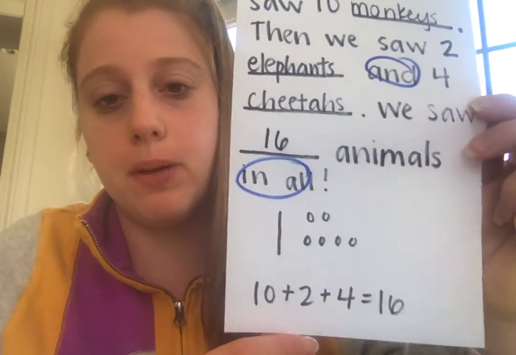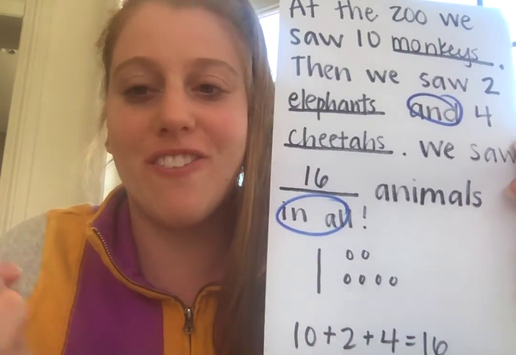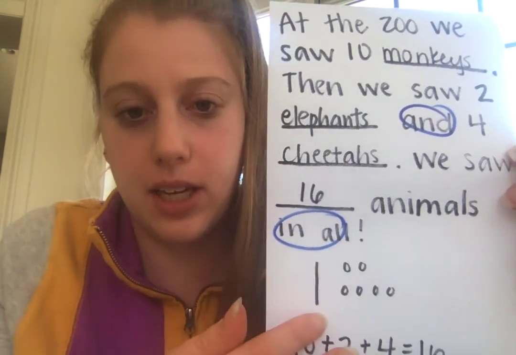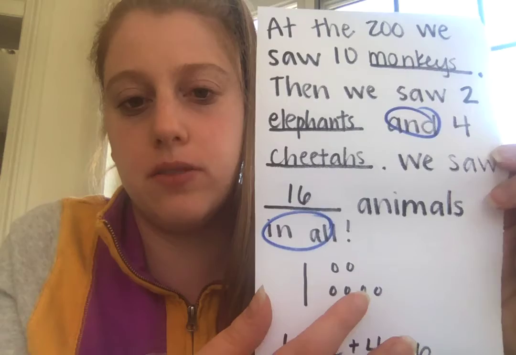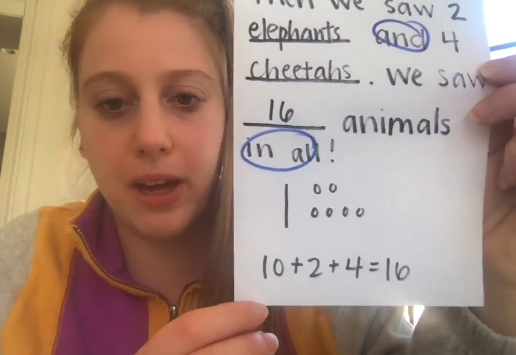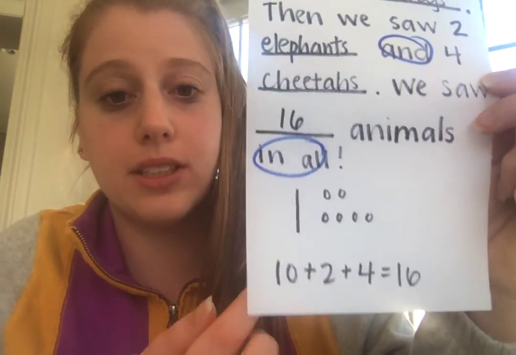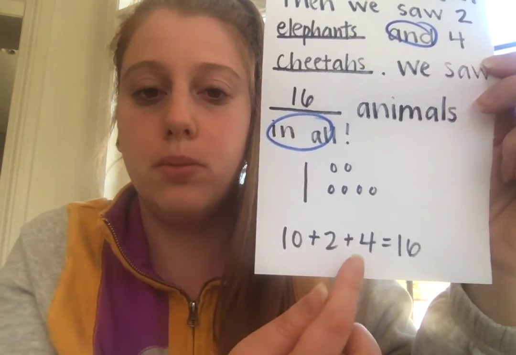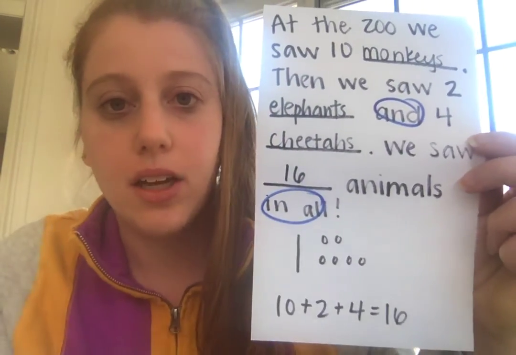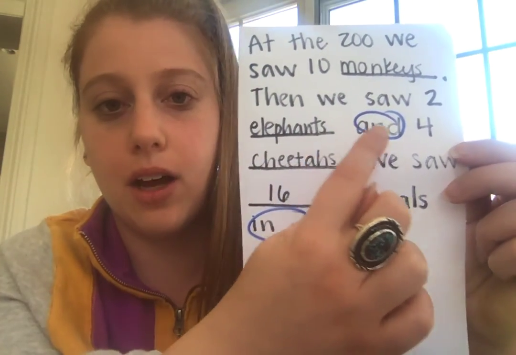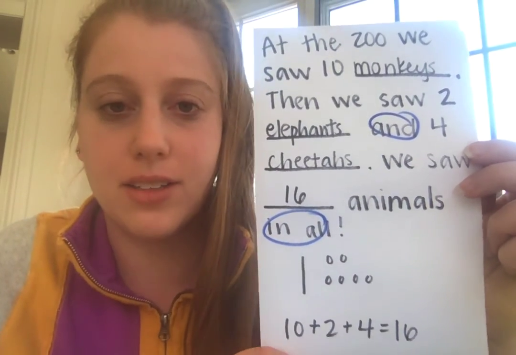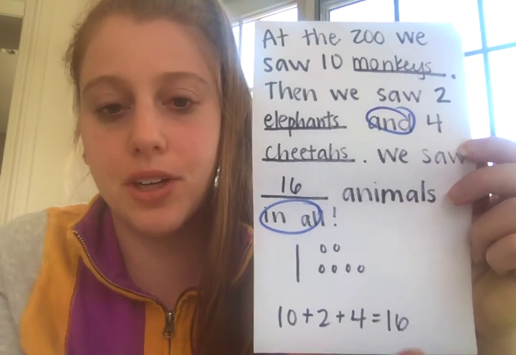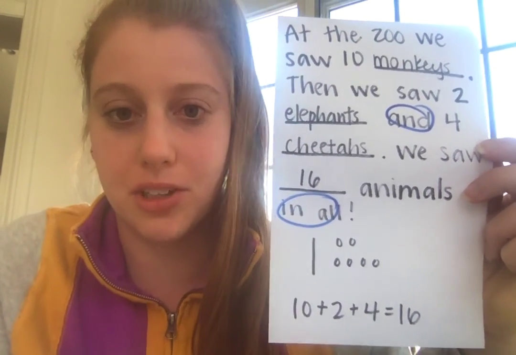All right, so I drew my picture. I wanted to do it fast, so I drew my 10 bar, and then I drew my 1s. So I did 10, 11, 12, 13, 14, 15, 16. If you look at my equation, you'll notice that I have 3 addends this time. So I have 10 plus 2 plus 4 equals 16. That's because we had 3 different animals that we saw. We had 3 addends in our problem, so we had to show that down here in our equation. So your answer should be that we saw 16 animals in all.